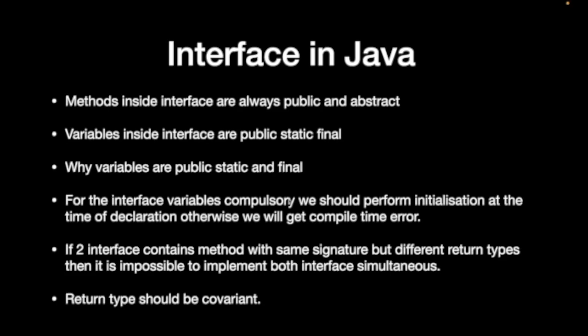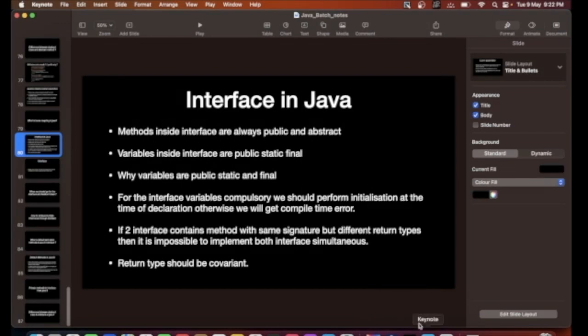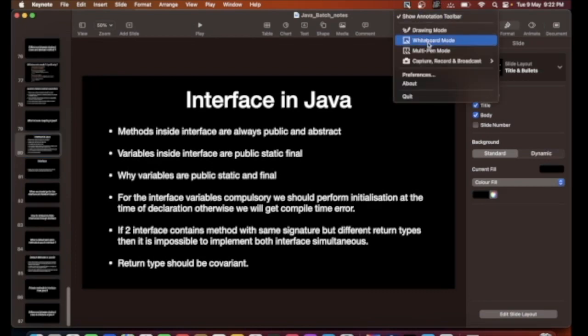Now, the next point is that if two interfaces contain a method with the same signature but different return types, then it is impossible to implement both interfaces simultaneously. Let me explain this point. Method signature. What is the meaning of method signature? Anyone remember? No? Return type, method name.